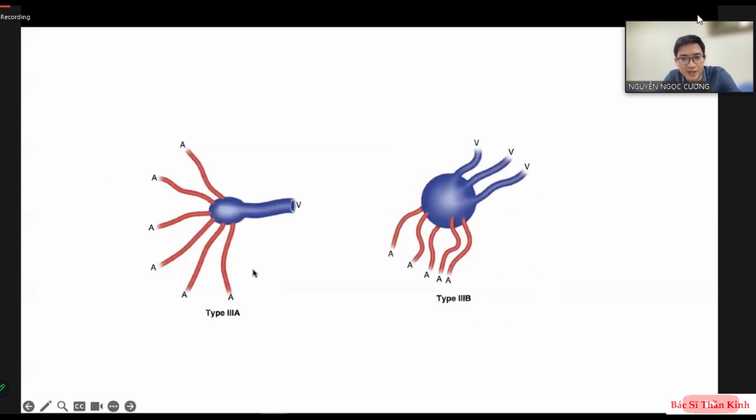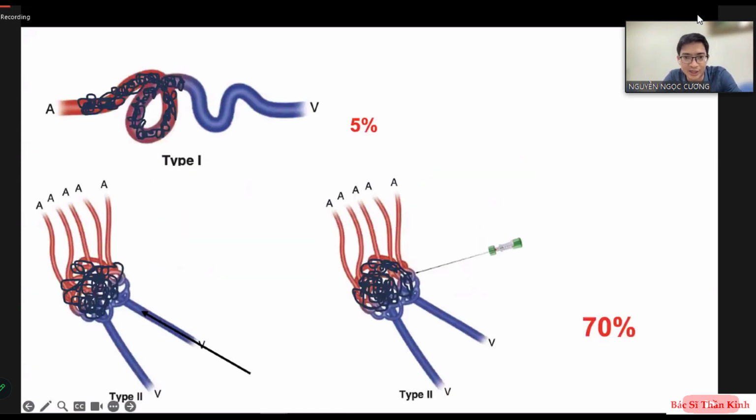And type 3 is easier. We just directly puncture the dilated vein and occlude it with the coil. For type 3B, we also directly puncture the dilated vein, and then we occlude. So in conclusion, for endovascular treatment of the AVM, we go through the arterial access only for type 1, and unfortunately type 1 is very rare compared to the others. So for almost all AVMs, we have to go through the vein, with direct punctures.